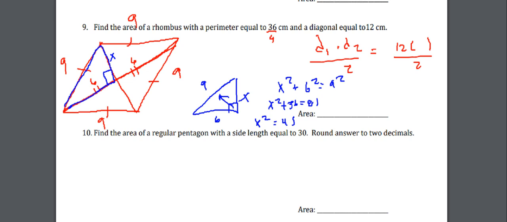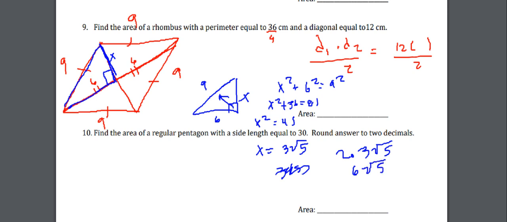And if we take the square root of 45, we're going to get 3 rad 5. So x is equal to 3 rad 5. But remember, that's only half of it, though, right? We need 2 of them, right? We need to take this 3 rad 5, and there's 2 of them. So we need to times it by 2, which means that it's 6 rad 5.